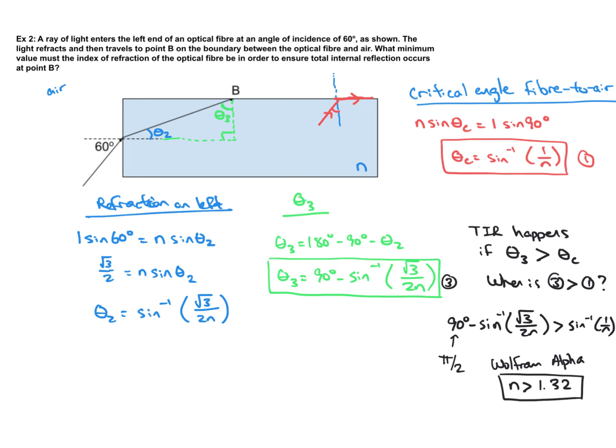In one of the homework questions, the challenge homework question, they ask to show that if the index is 1.42 or bigger, the light will always be trapped no matter what angle it enters on the left.